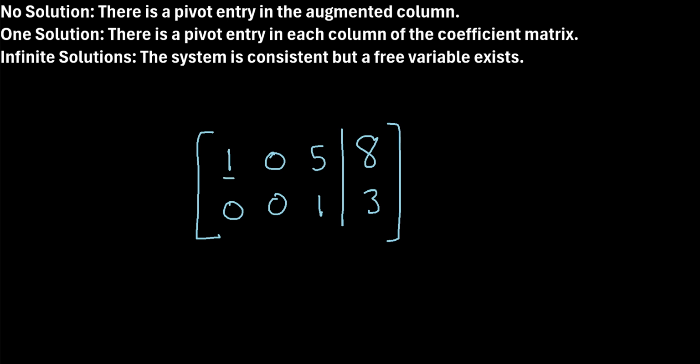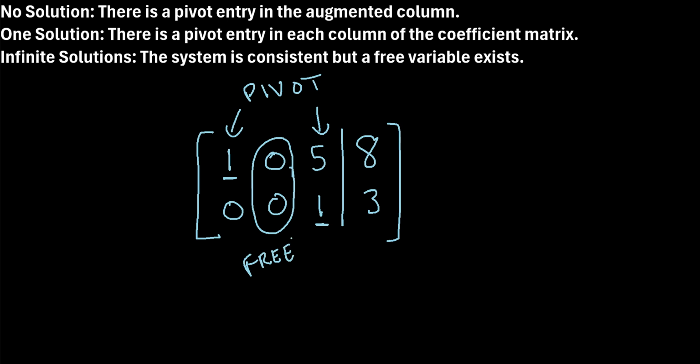So in the first row, our pivot entry is right here, this 1. It's the first non-zero value. In the second row, our pivot entry is right here. So we would say that this first column and this third column are pivot variables. But notice that this middle column right here doesn't have any pivot entry. So we would say that this is a free variable in our system.